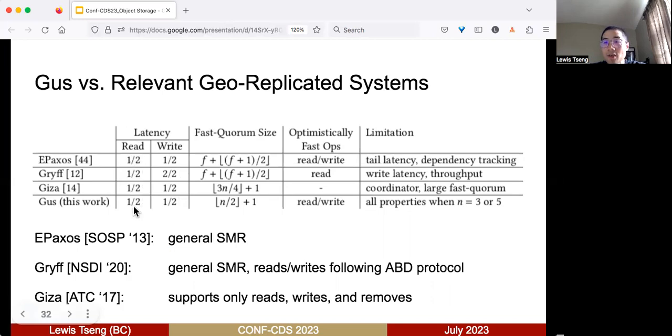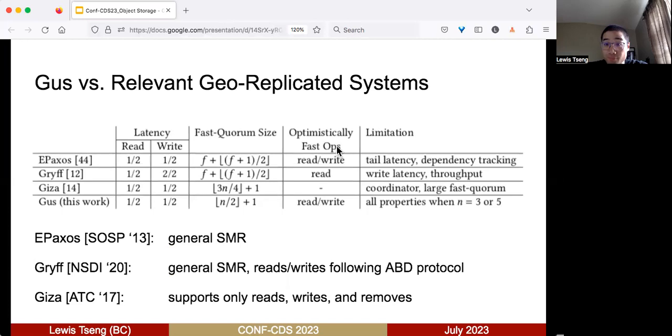The first number is the fast path. So it's 1 RTT, that's good. And the second one is what happens if you have a conflict, that's 2. And here you are going to see that Grief actually does not have a good performance in write, while the others are good. And then the other important property is called fast quorum size, meaning how many servers you need to communicate with in order to determine the order of operation on the fast path. And F is the number of failures that you are going to tolerate.